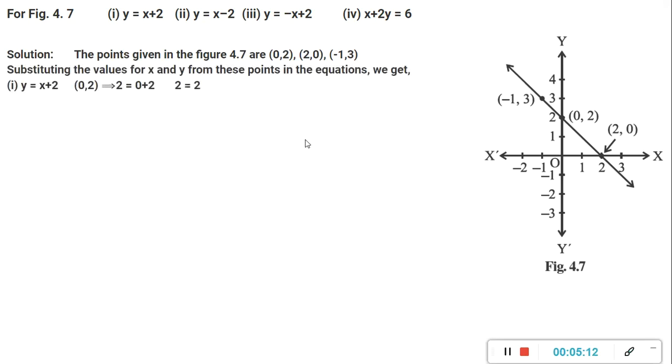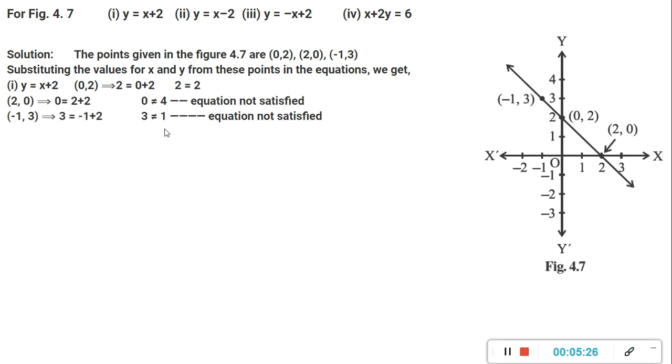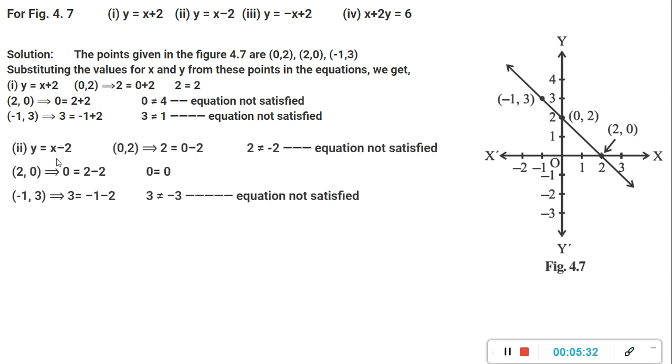In the first equation, y = x + 2. So 2 = 2 for the first point, it is right. But in the second case, (2, 0), it is not right because on one side we are getting 0 and on the other side it is 4. So it is not applicable. The third case also is not applicable because on the left side we are getting 3 and on the right side we are getting 1.